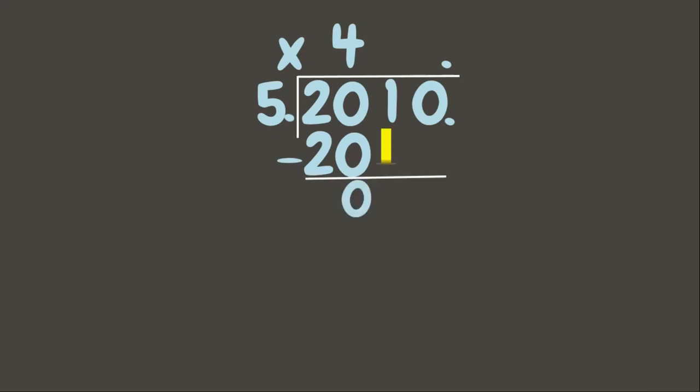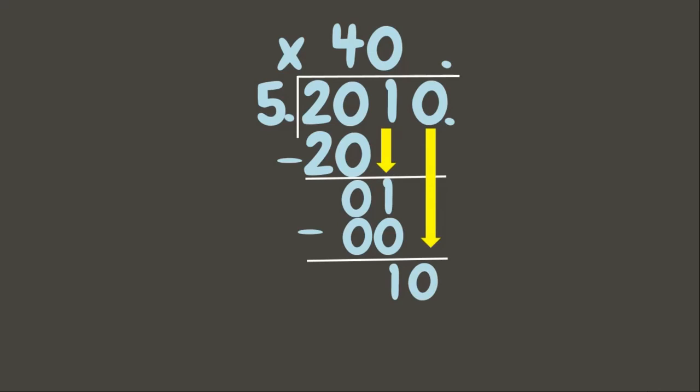2010 divided by 5. 20 divided by 5 is 4. 4 times 5 is 20. 20 minus 20 is 0. Let's bring down 1. 1 divided by 5 is 0. 0 times 5 is 0. 1 minus 0 is 1. Bring down 0.